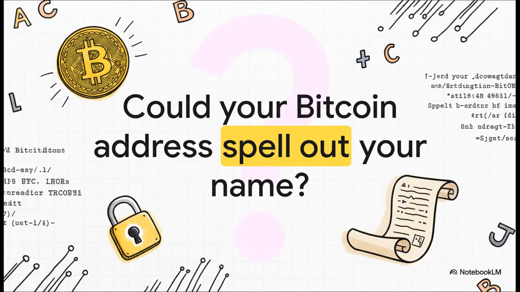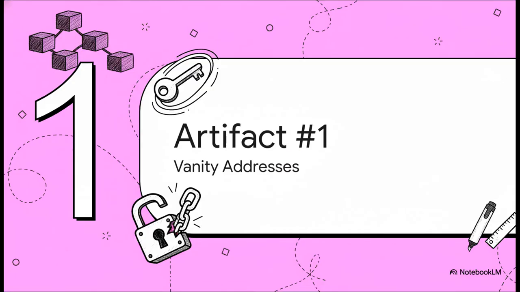Ever wonder if your Bitcoin address could spell out your name or maybe your company's name? It's a cool thought, right? Well, the answer is kinda yes and kinda no. And that whole idea brings us right to our very first digital artifact. And here it is, artifact number 1, the Vanity address.